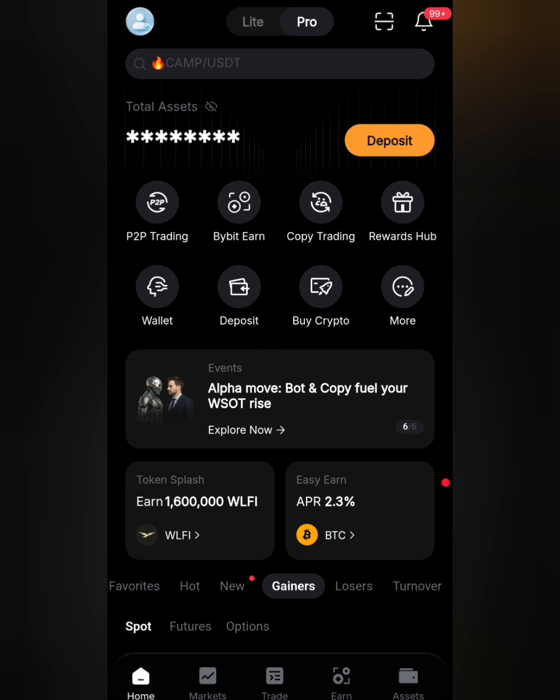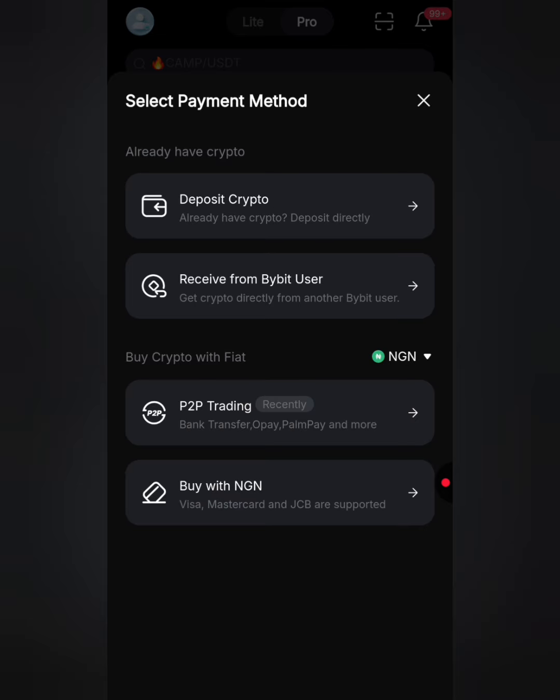To fund your account, you click on the deposit button right here, and there are a lot of options depending on the country you're from. You can deposit crypto from another wallet to your Bybit, you can also receive from another Bybit user, and you can also fund with your fiat currency using P2P trading. In my country this is the most popular funding method.